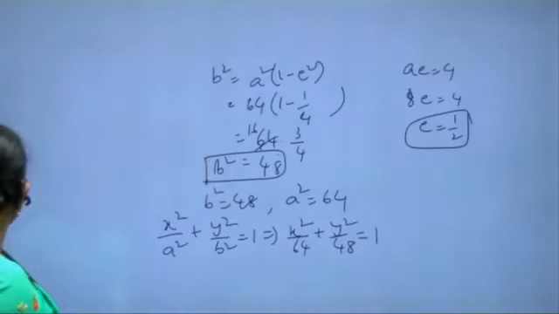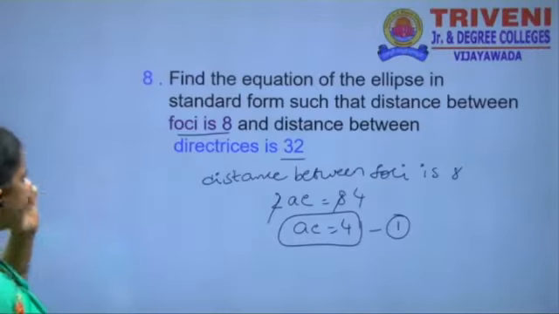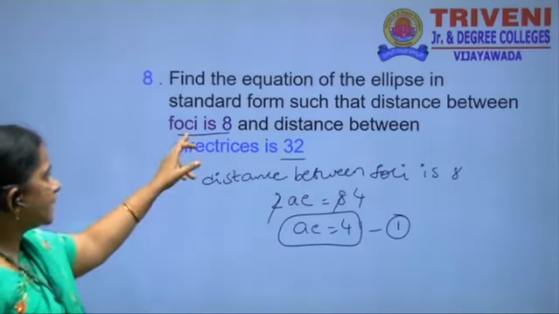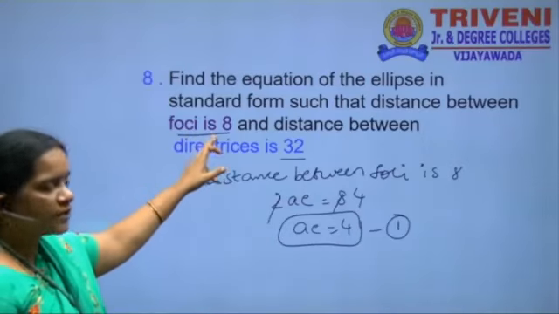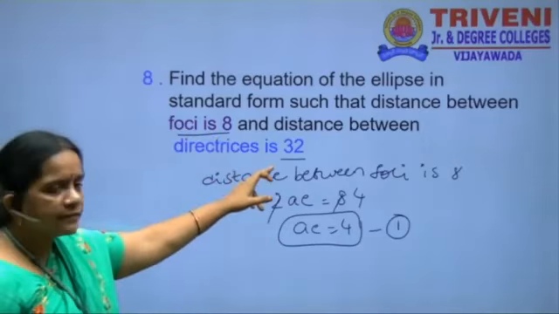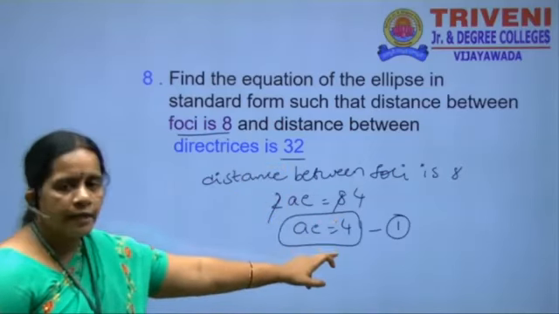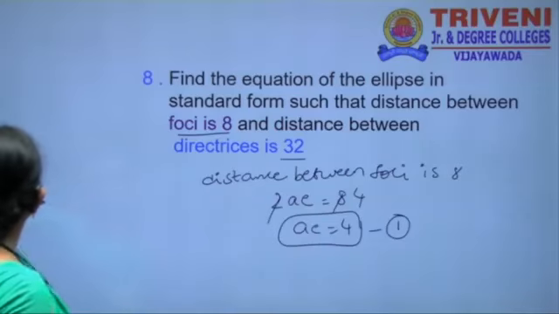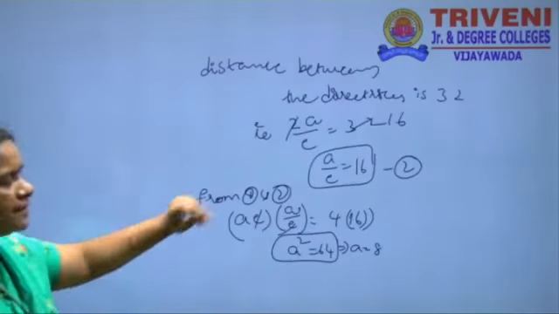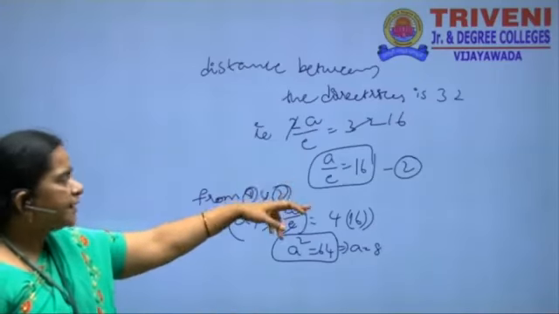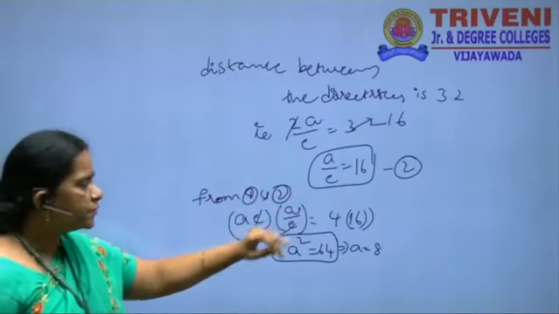Okay, and again you have to do a problem like this. Find the equation of the ellipse. They given the distance between the foci is 8 and the directrices is 32. That is 2ae is equal to 8, ae is equal to 4. Then the equation of the directrix is 32, that is 2a by e is equal to 32, so a by e is equal to 16.